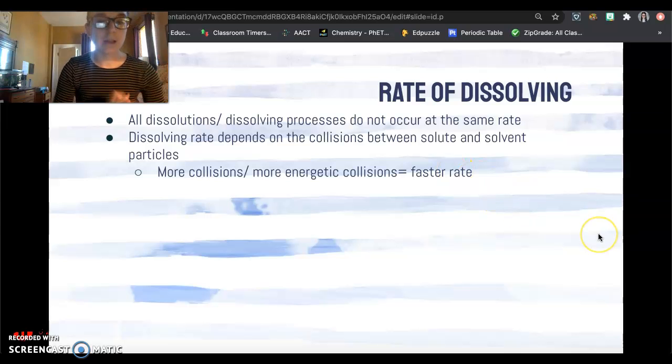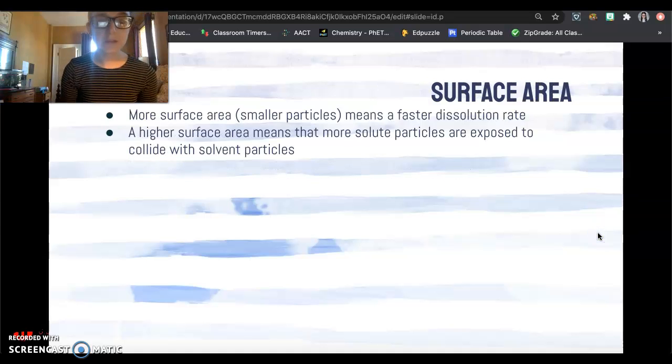So there are a lot of things that will affect the rate of dissolving, but in general, more collisions or more energetic collisions mean a faster rate of dissolving. So the first factor that affects the solution process is surface area. More surface area, which means smaller particles, means a faster dissolution rate or formation of solution. Because small particles mean a larger surface area, that means there are more solute particles, the ones on the surface, that are exposed, that they can collide with solvent particles to be dissolved.